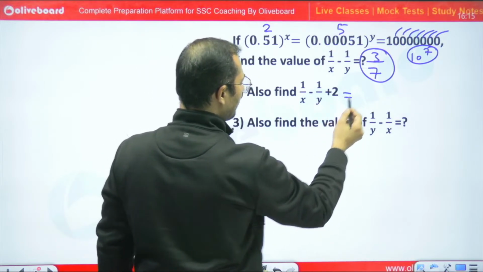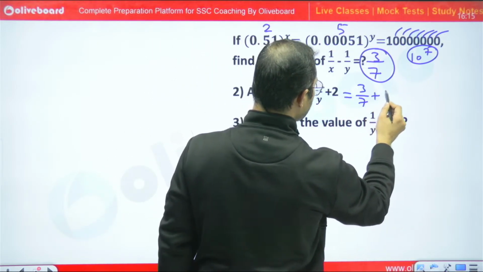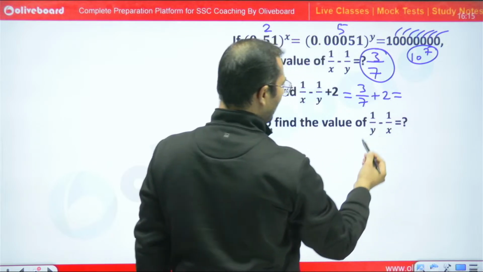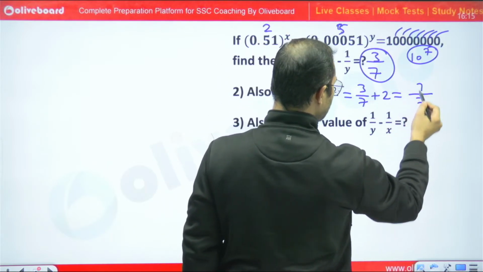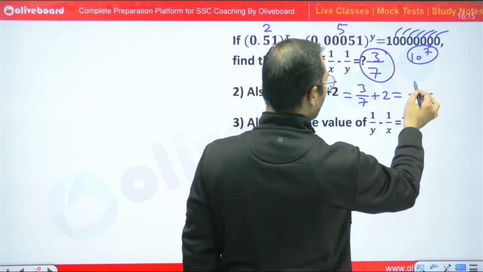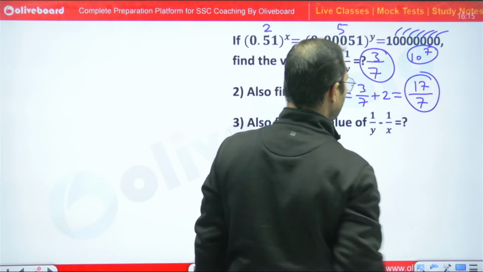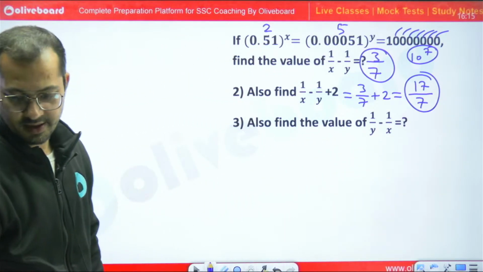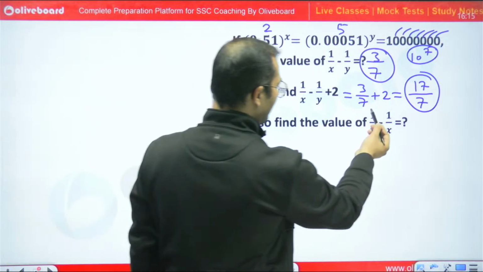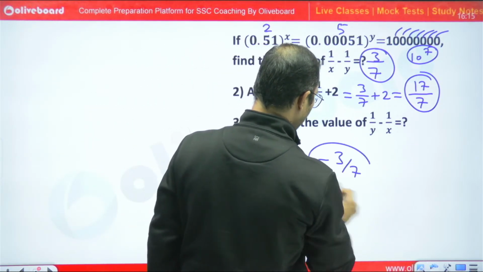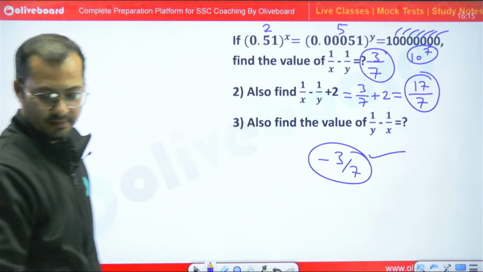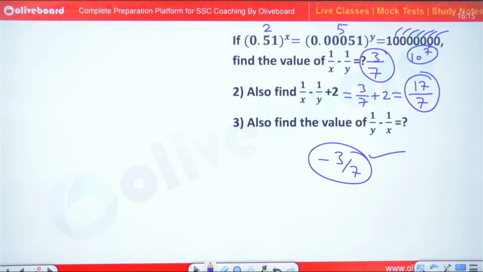So here it will become 3 by 7 plus 2. We can say that 7 is the LCM, so 3 plus 14 is 17. So this will become 17 by 7. For 1 upon y minus 1 upon x, the answer would be minus 3 by 7. Simple.